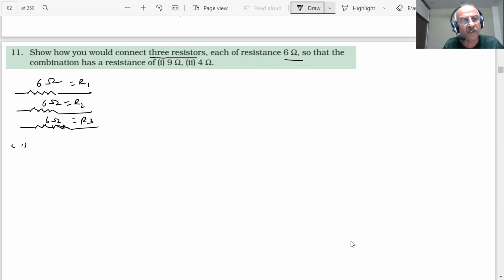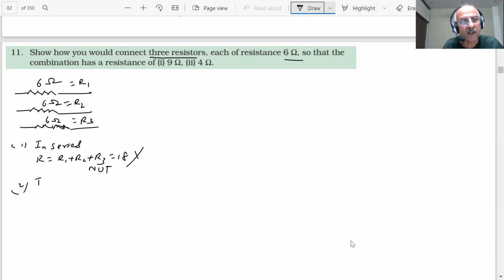First, I try in series. Supposing I connect them in series, students, then what will happen? In series, R effective is R1 plus R2 plus R3. 6, 6, 6, that is 18. This is not the correct answer.